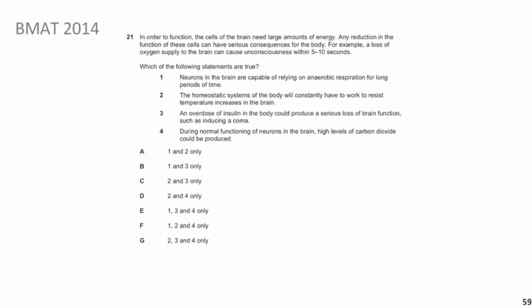It says neurons in the brain are capable of relying on anaerobic respiration for long periods of time. The brain needs large amounts of energy, right? And obviously anaerobic respiration, guys, remember I gave you a figure. We're going to learn more about this next year, but I think it's just good to have at the back of your head. Anaerobic respiration only produces 2 lots of ATP per round. So if you're doing that for too long, you're not going to have enough energy, and therefore the brain isn't going to survive. So it isn't capable of long-term anaerobic respiration.